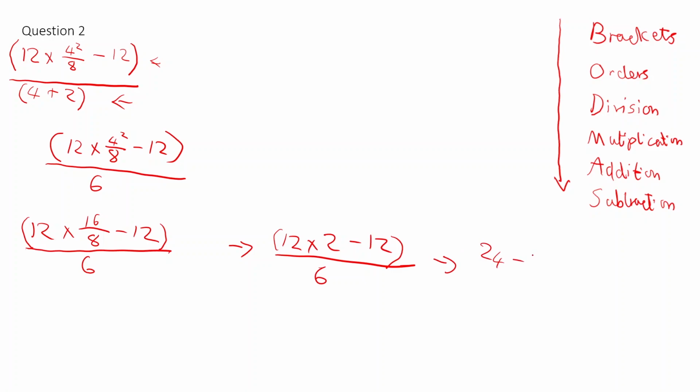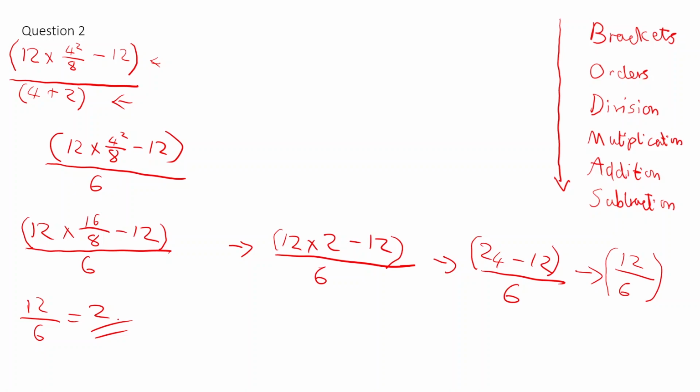So 24 minus 12 divided by 6 in brackets. Now we still have to finish the entire bracket. So 24 minus 12 just gives us 12. And now we only have one operation left, and that's 12 divided by 6. So we solve 12 divided by 6, and that just gives us 2. So 12 divided by 6 gives us 2, and that is our final answer.